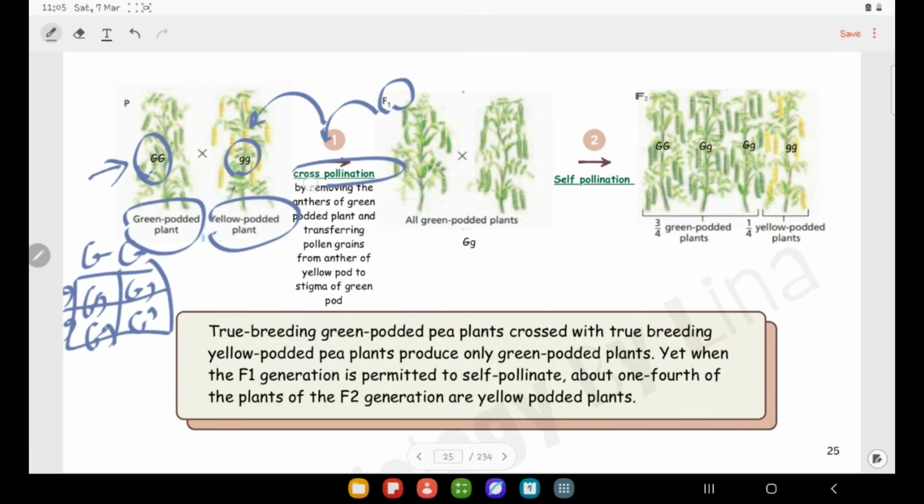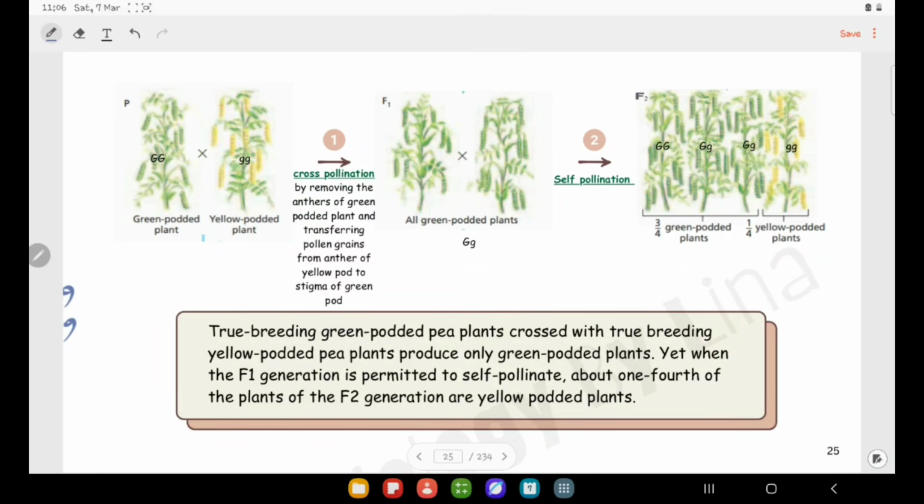How did he do the cross-pollination? He did it manually by removing all of the anthers. He removed the anthers from the dominant plant, which means from the green, and then he transferred the pollen grain from the plant that has anthers, which is the yellow, to the green. So again, he did the cross-pollination manually, by removing all of the anthers of the green pod, which is the dominant, and then transferring the pollen grain from the anther of the yellow pod to the stigma of the green pod.